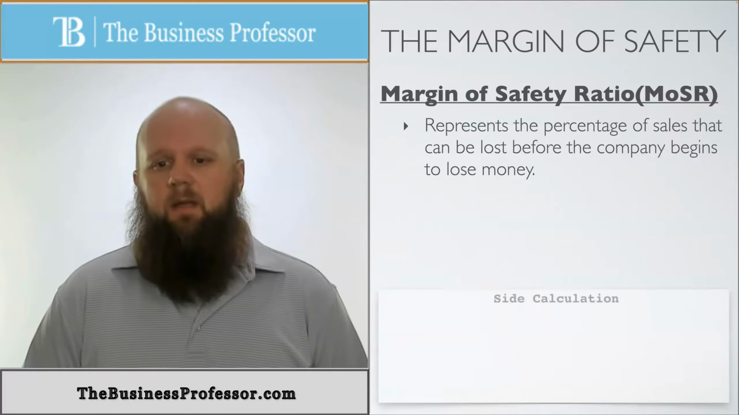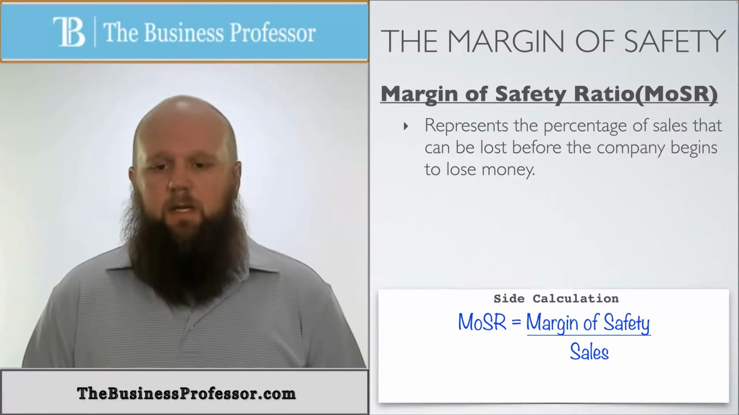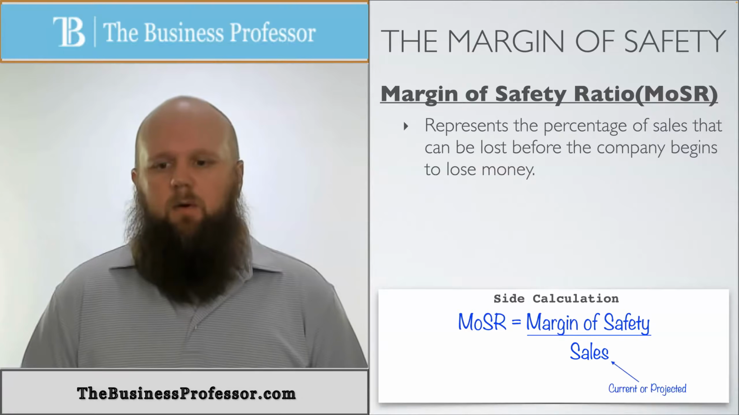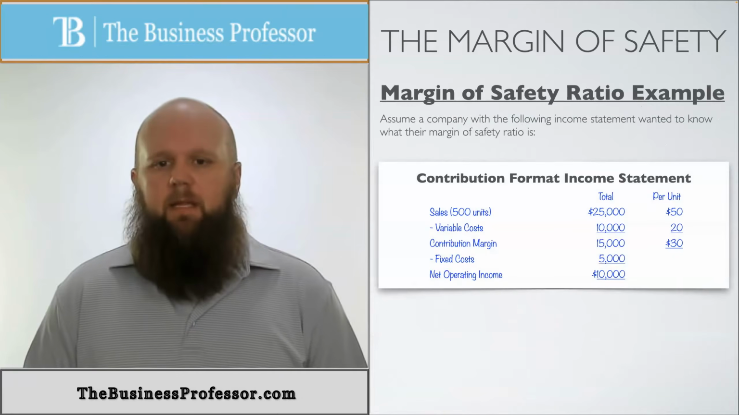Now, the equation here is going to be the margin of safety ratio equals the margin of safety, which we were just talking about in this video, divided by the sales. So let's look at this one, and the sales could be current or projected. Let's look at the example here. Same example, but they want the margin of safety ratio.